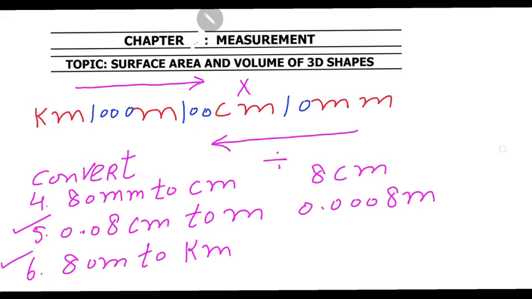Now for the last one, 80 meter to kilometer. Meter to kilometer, again you're going to divide. In the middle is 1000, so you divide by 1000. 80 divided by 1000, answer is 0,08 kilometer. You can use the calculator. So this is my final answer. This is conversion for length.